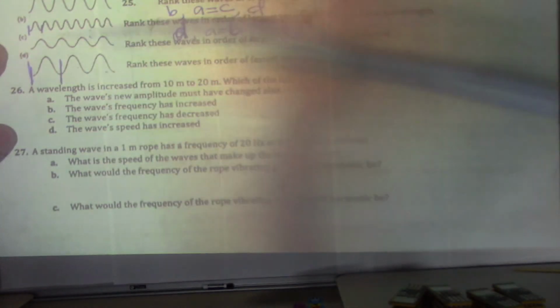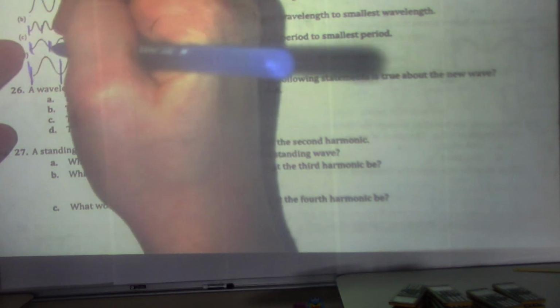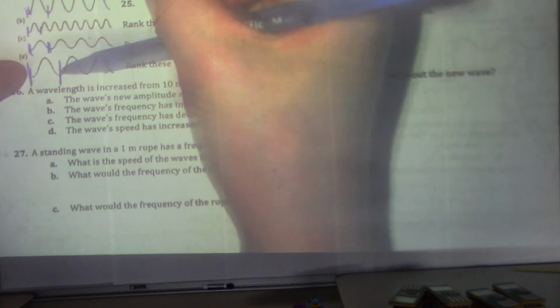And now if you're wondering, wait, how did you know this earlier? For D, from here to here is one wave, whereas from here to here, which is slightly smaller, is for A and C. So longest is D, these two are equal, and this one's the shortest.